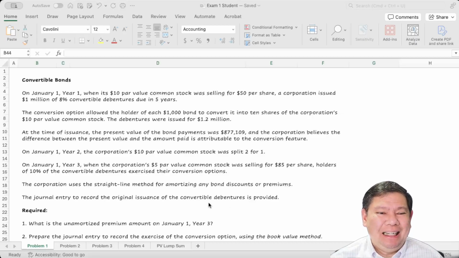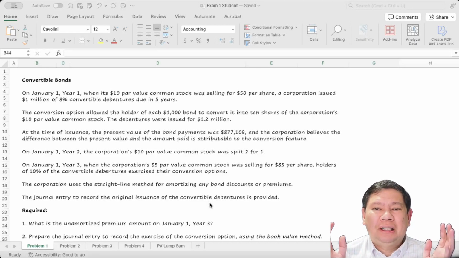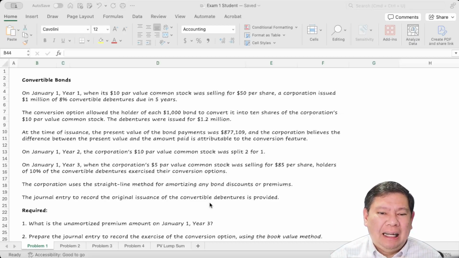So this company issued convertible bonds, $1 million, 8% convertible debentures due in 5 years. The conversion option allowed the holder of each $1,000 bond, so if you own $1,000 bonds, you can get 10 shares of the corporation's $10 par value common stock. So the par value for the company's common stock is $10.